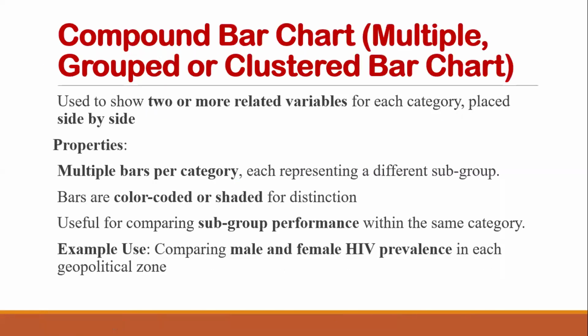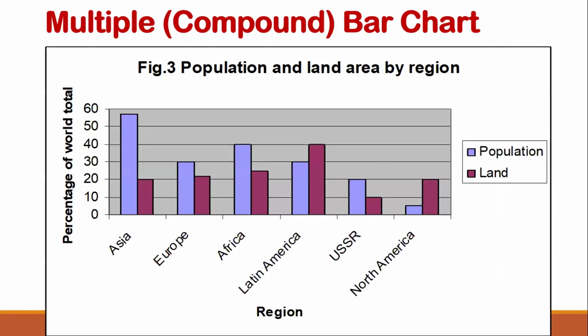So now compound bar charts. Compound bar chart also, you see it, like this is the population and land area by region, Asia, Europe, Africa, Latin. One of the bars is population, and then the other bar is land. So you see population and land for Asia, population and land for Europe, population and land for Africa. That is your multiple bar chart.